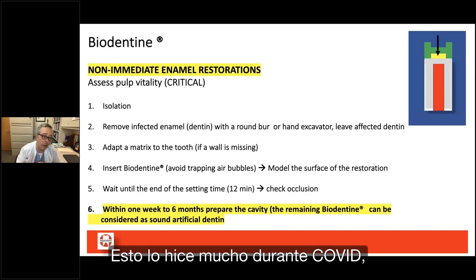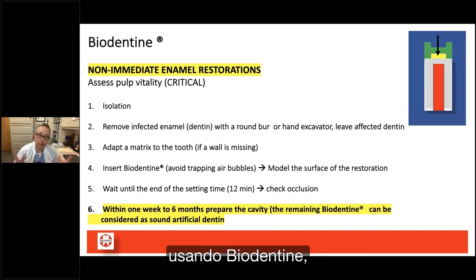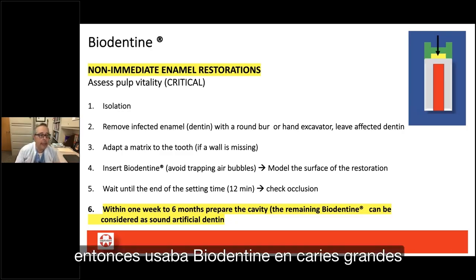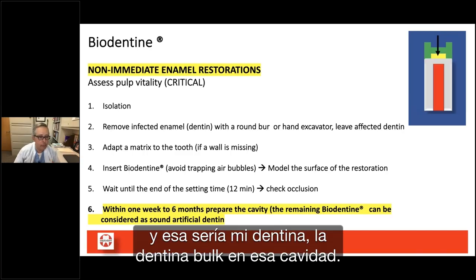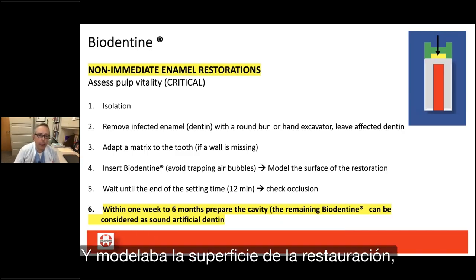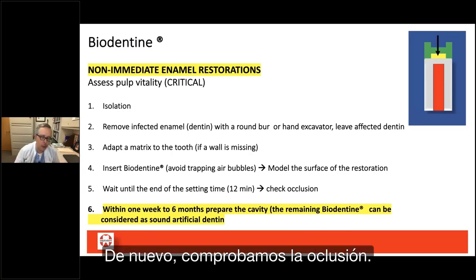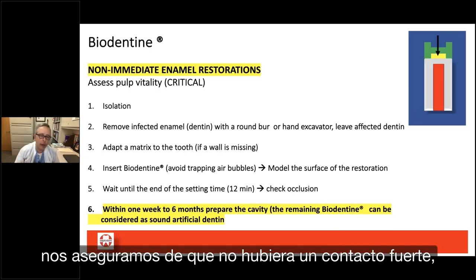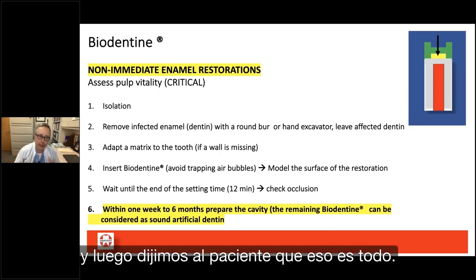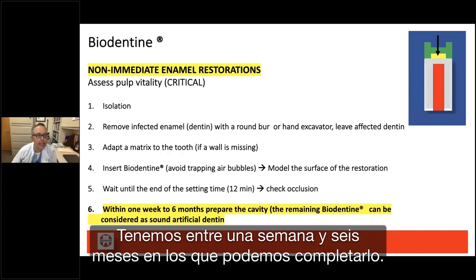Now, we can also use Biodentine for non-immediate enamel restorations. I did a lot of this during COVID. At that time, I didn't have Biodentine XP, so I would use Biodentine in big cavities, and that would be my bulk dentin in that cavity. And I will model the surface of the restoration, wait until the end of the setting time. Again, we check occlusion. We use articulating paper, make sure there is no hard contact, and then we tell the patient, that's it. Within 1 week, up to 6 months, we can complete that.